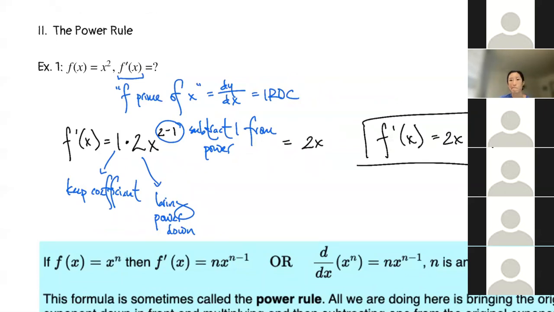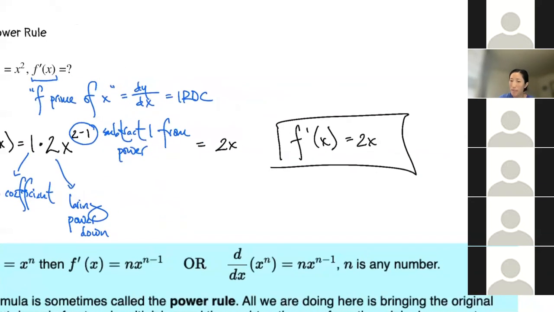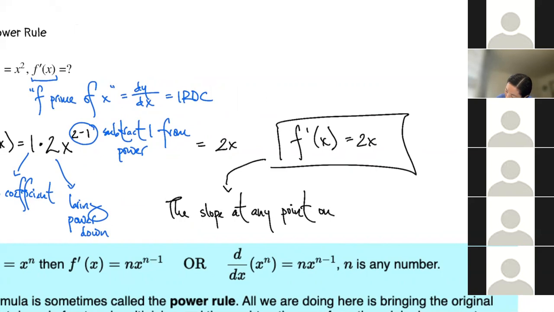Okay. What does this 2x mean? Okay, what does this 2x mean? Here's what it means. This 2x means the slope at any point on x squared. Okay, the slope at any point on x squared is 2x.